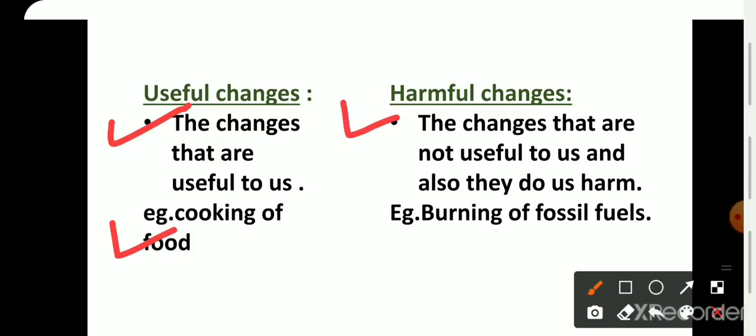Second, harmful changes. The changes that are not useful to us and are also very harmful to us. Such types of changes are harmful changes. Example, burning of fossil fuels. Burning of fossil fuel causes air pollution, which leads to various human respiratory diseases. So they are harmful to us. I hope you understood useful changes and harmful changes.